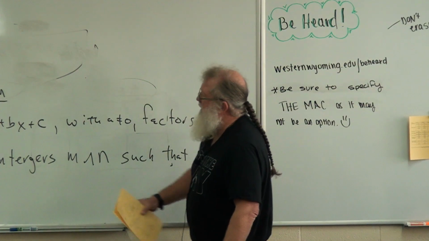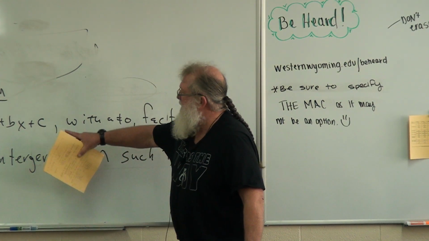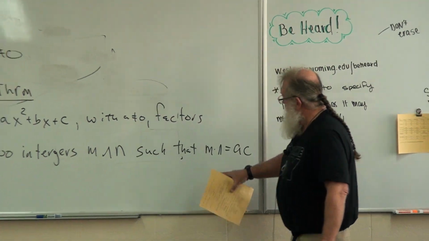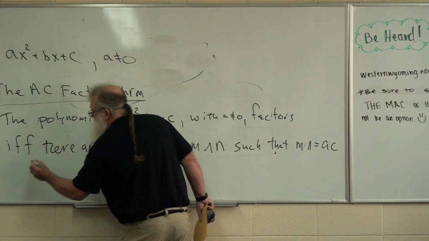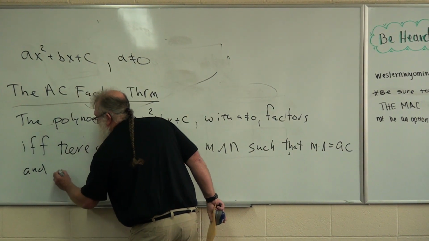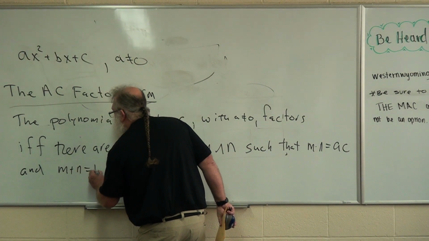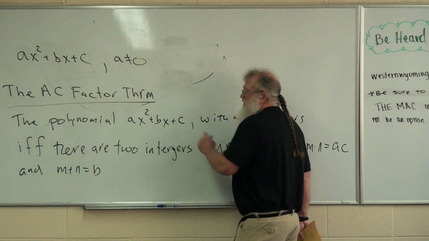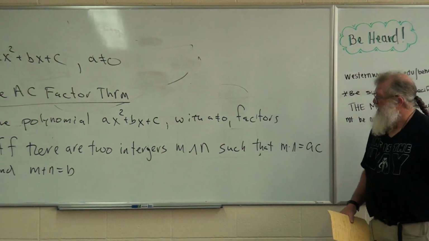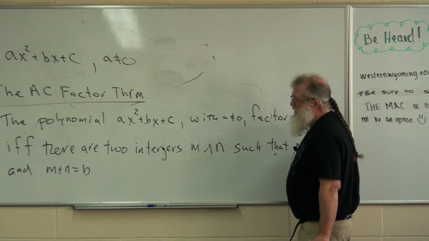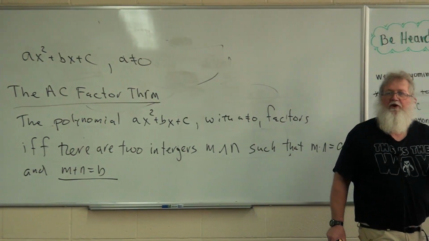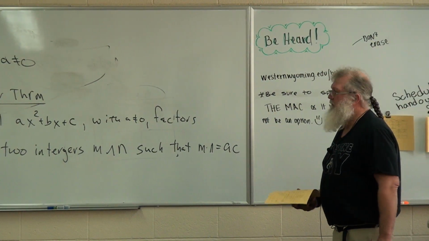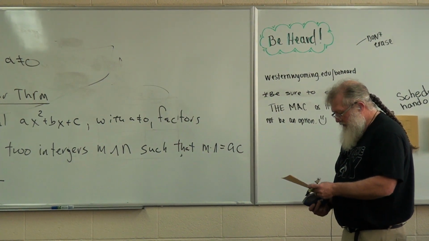And our a was what? The coefficient on the x squared, and our c was this last term. So they have to multiply to a times c and add to the middle coefficient. All right. So we're going to use this concept to split our middle term into two terms. And that's how the AC method works.